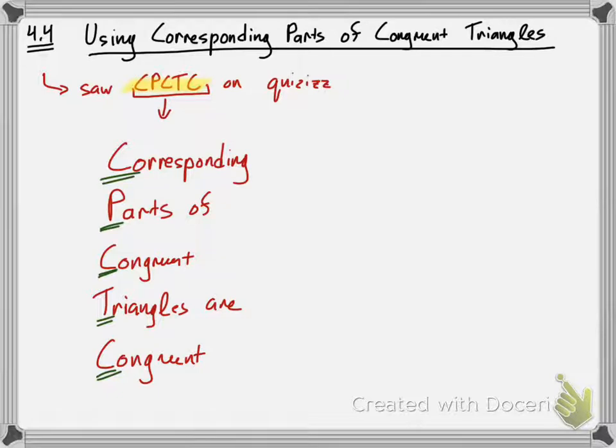Okay, so you may have seen in one of the previous quizzes this combination of letters CPCTC, and what that stands for is corresponding parts of congruent triangles are congruent. And how we're going to use that in our proofs is by proving a triangle is congruent. Once we prove a triangle is congruent, we can then pull out those congruent parts that we discussed in 4.1, those 6 pieces of information from our congruent statement. Okay?